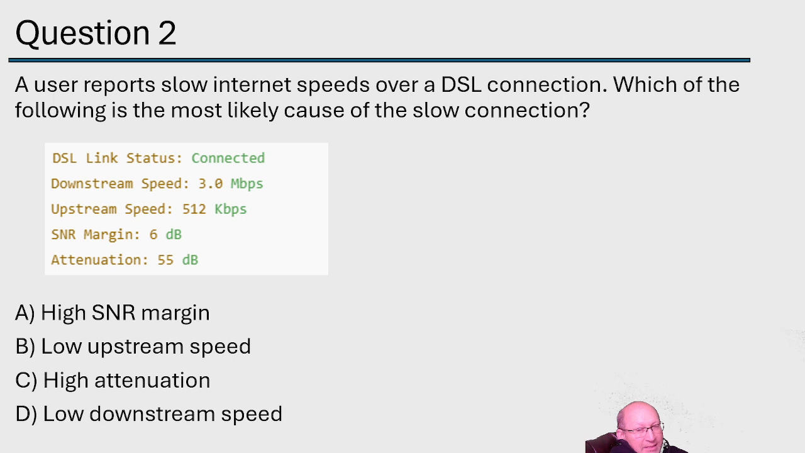So high signal to noise ratio. Well, this actually is a good signal. This is not a cause for concern. That 6 dB, that's actually pretty good. However, that attenuation of 55 dB, this indicates signal loss. It indicates a very low signal strength, which is going to give us, among other things, some errors. Definitely poor quality. Definitely something that we don't want.